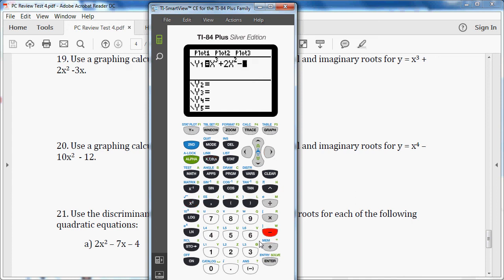So I know there are 3 roots in total, and I can tell how many of them are real by seeing how many x-intercepts there are. So there's 1, there's 2, and 3. So it is hitting the x-axis 3 times, which tells me all 3 of the roots are real. So 3 real roots for this one.